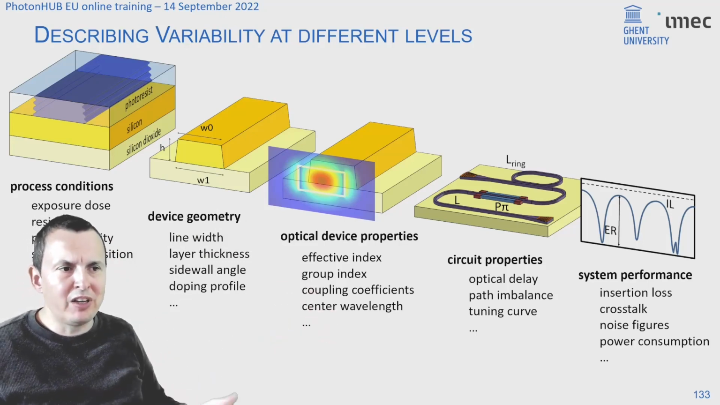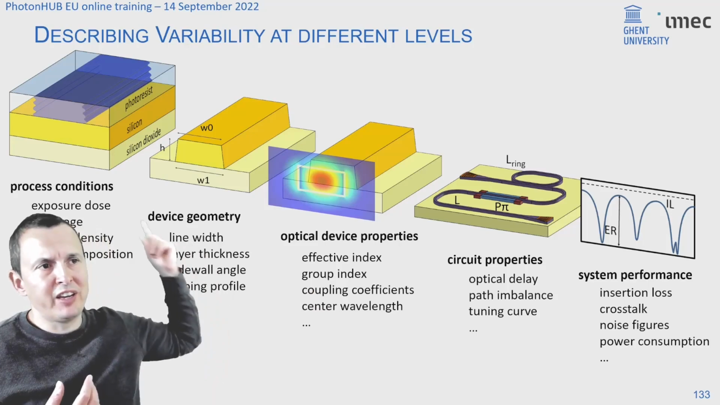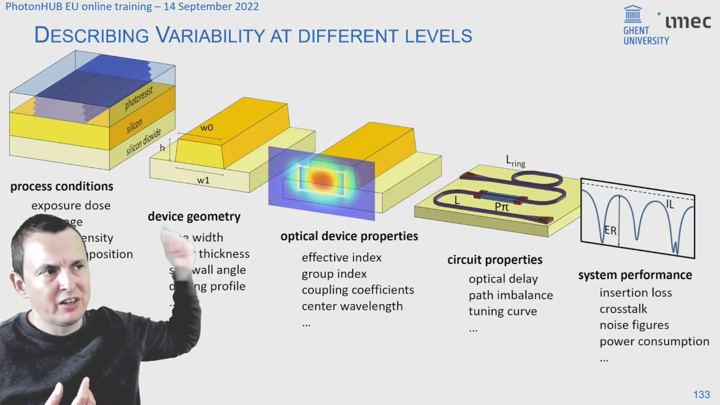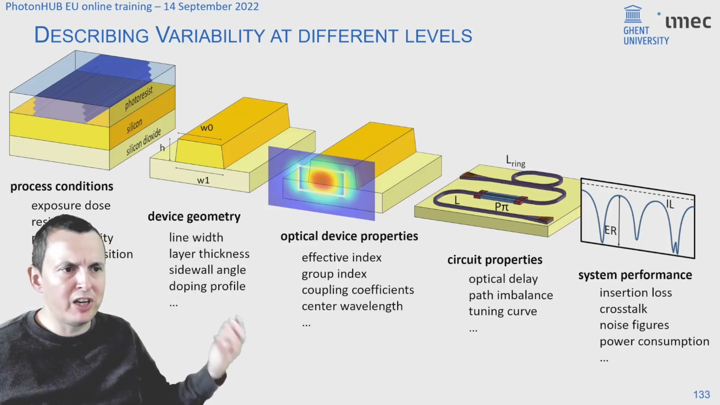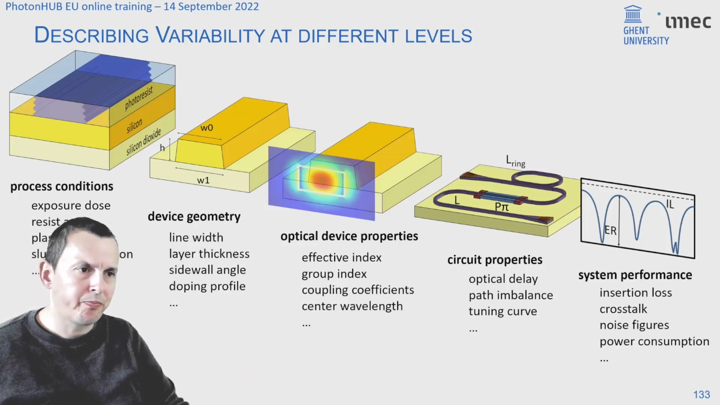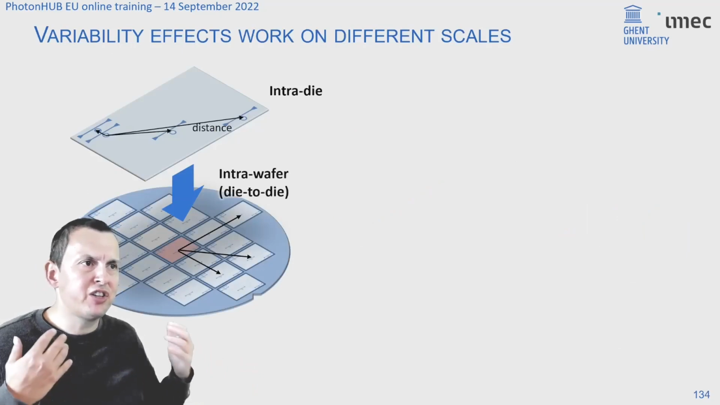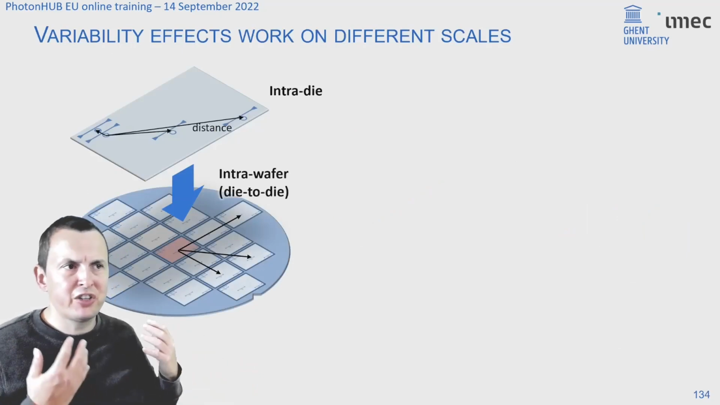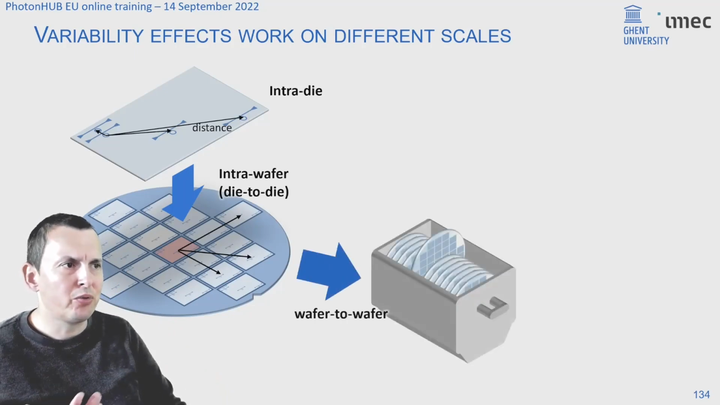But in the end, if you want to have a system, you want to know whether your system has to work. So you basically need to be able to predict what's going on here. How will it affect my system? How will it affect the input to the output signals of my system? And we can find that variation at various levels. So you have variation on a die scale, you have variations on wafer scale, and you have variations on wafer to wafer and lot to lot.